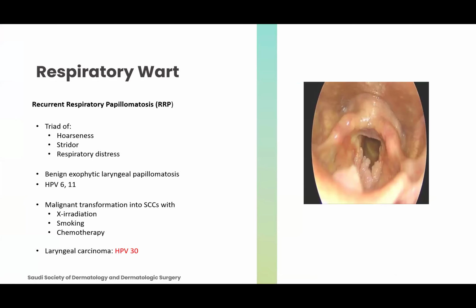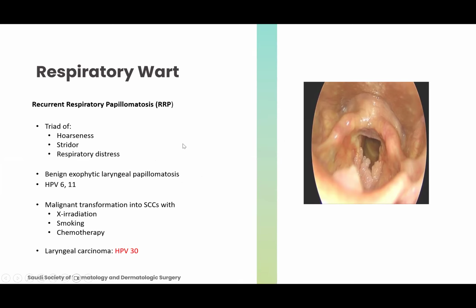So, moving to the last type of mucosal wart, which is respiratory wart, also known as recurrent respiratory papillomatosis. There is a triad consisting of hoarseness, stridor, and respiratory distress. Most of the time in examination, as you can see, you're going to have benign exophytic laryngeal papillomatosis, and most of the time it's going to be caused by HPV 6 or 11.